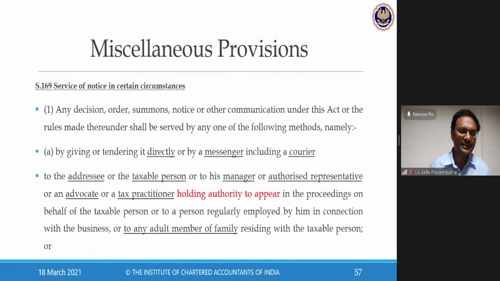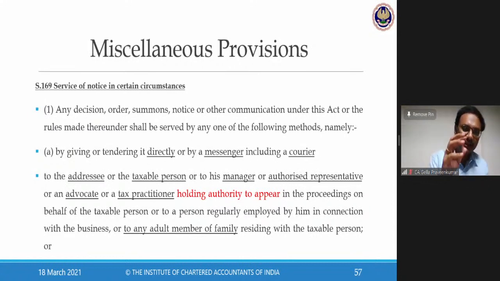Next, Section 169, service of notice in certain circumstances. Now, let me just recap one question from a friend. What do you mean by communication? Sending through courier. I think Sankalp is the person who asked this question. So, communication means served or received. Sankalp, your question is answered in this slide, ma'am. Communication can be done directly through a messenger. It can be done through courier.